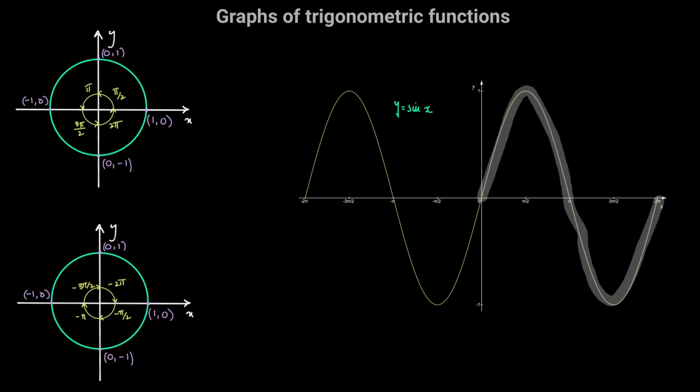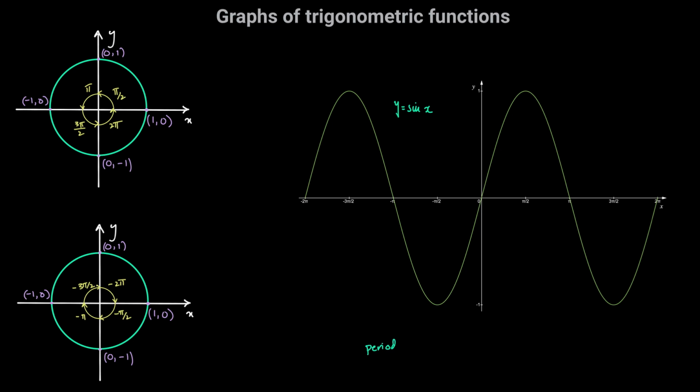From 0 to 2 pi, it looks identical to what it does from negative 2 pi to 0. So we can say again that this wave has a period of 360 degrees or 2 pi radians. So we can say that the sine wave has a period of 2 pi radians or 360 degrees.